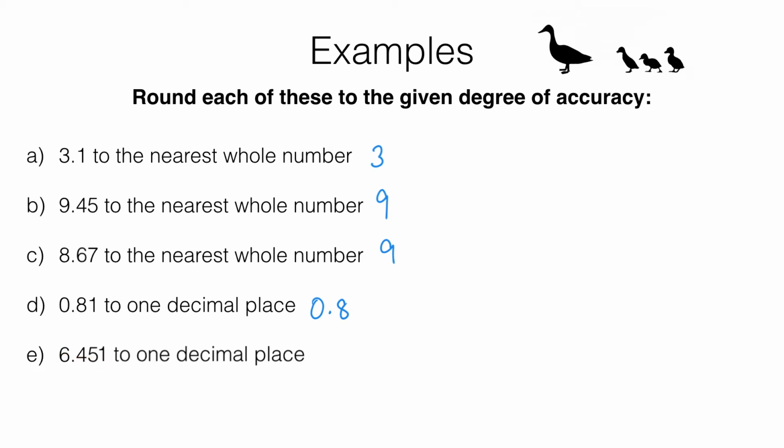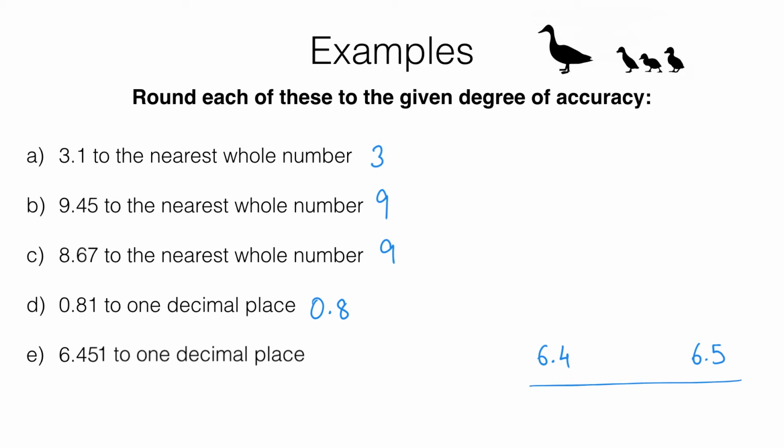6.451 is 6 and 4/10 and a bit more. So on our number line, we would need 6 and 4/10, that's 6.4, and going up in steps of 1/10 because we're trying to round to the nearest tenth, remember? The next one would be 6.5.